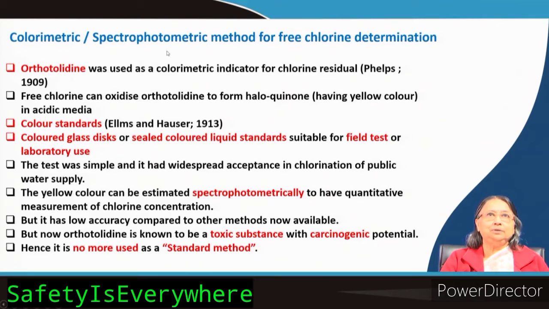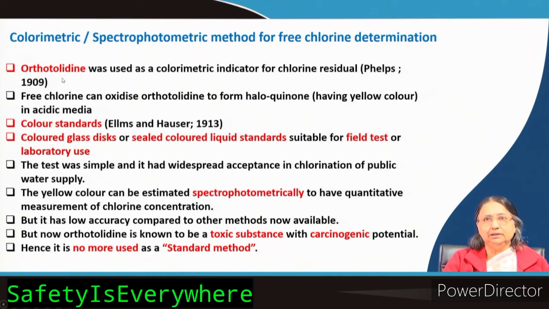Spectrophotometer means you have to prepare a standard curve, and then with the sample also you have to develop the color and then measure the absorbance value and put it in the calibration curve, then get the concentration. It is a finer method and more accurate. Okay, so how can you do the colorimetric method?